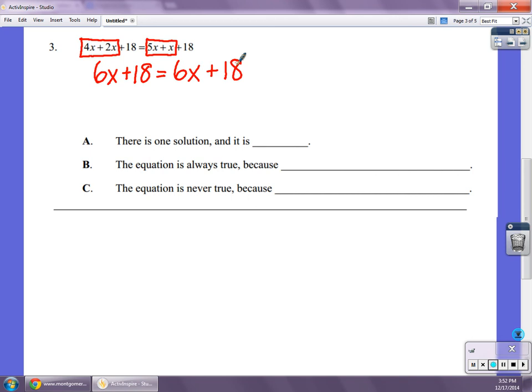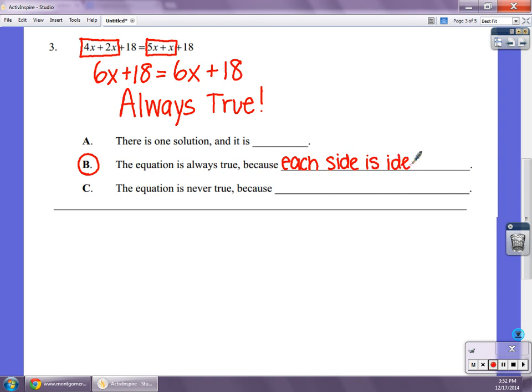Hopefully you noticed that we have identical expressions on each side of the equation. Therefore, we know that this equation is always true. I'm going to circle B, and our explanation is going to be that each side is identical. All right, let's move on to number 4.